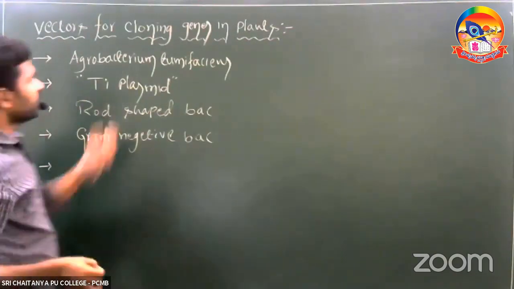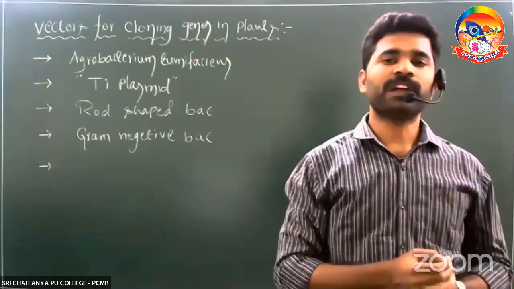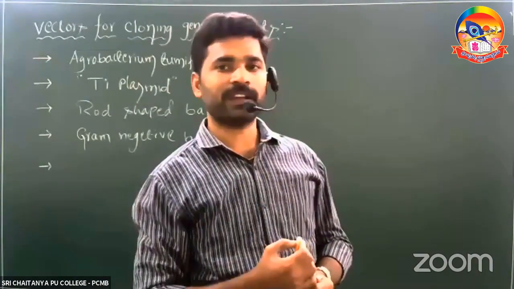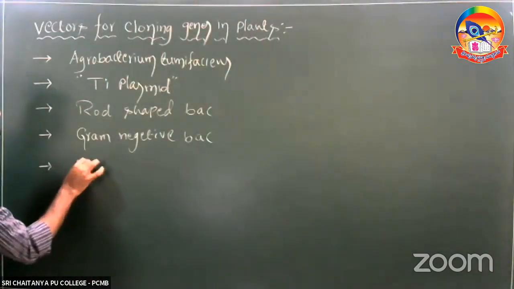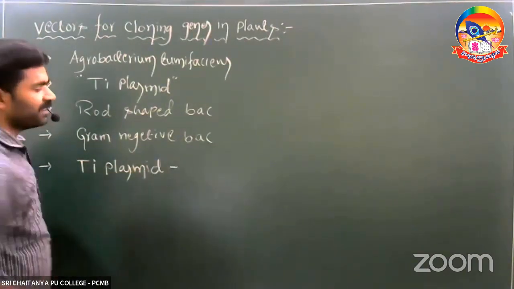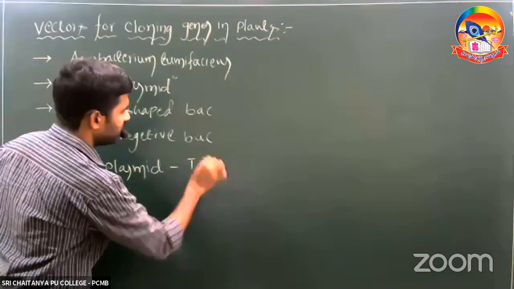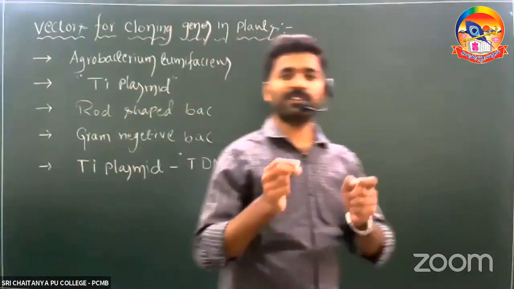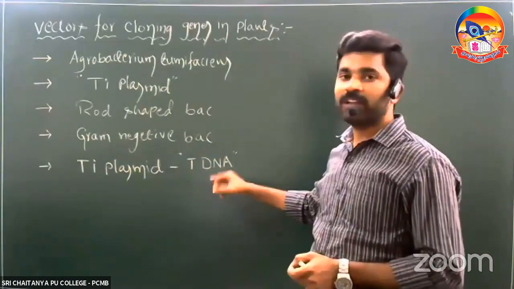And one more thing here. Ti plasmid means tumor inducing plasmid. That Ti plasmid has disease causing genetic material, which we call tDNA. So the Ti plasmid has disease causing genes. The disease causing DNA segment which is located in the Ti plasmid is called tDNA.